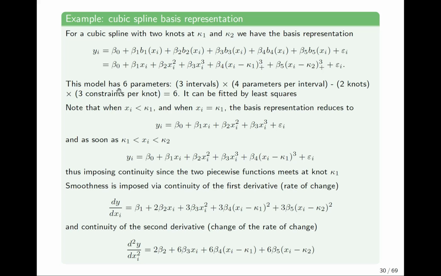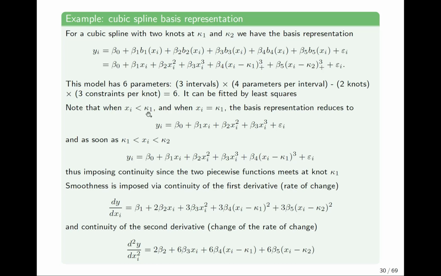So just to check our degrees of freedom, this model has 6 parameters. That's the degrees of freedom we're using. It has 3 intervals, because there's only 2 knots, times 4 parameters per interval, but we've imposed 3 constraints at each knot, so we end up with 6 degrees of freedom. Now we can estimate this model by least squares, that's straightforward. Importantly, note how continuity of the function is derived in the model.